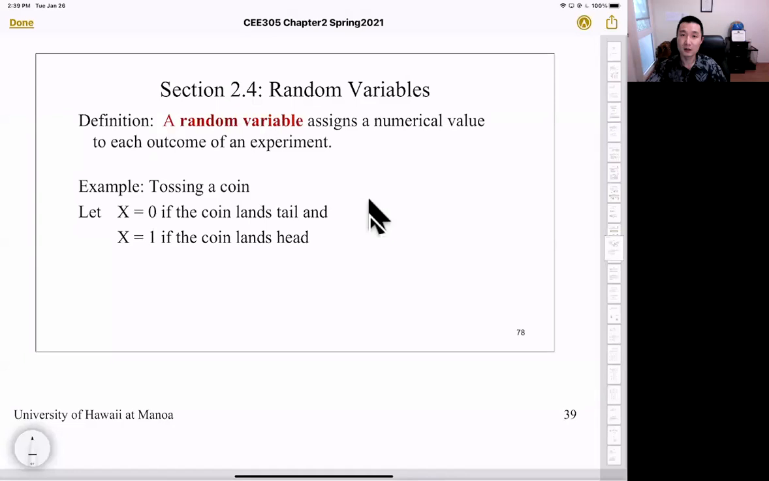All right. Random variables assign a numerical value to each outcome of the experiment. For example, if we toss a coin, we can define the coin landing tail as the number 0, or the coin landing head, we assign the number 1. So we have two possible outcomes, tail and head, so 0 and 1.